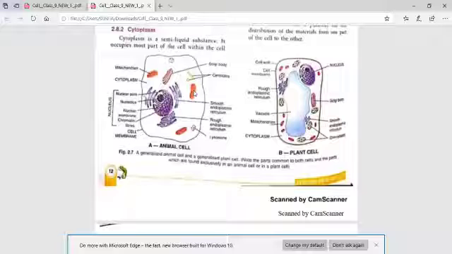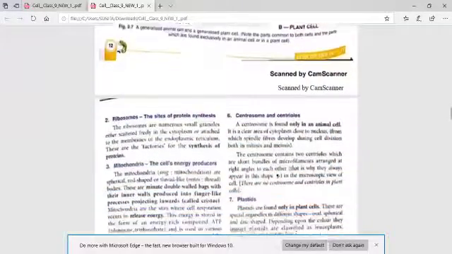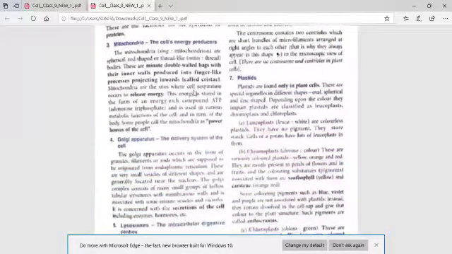racket-like projections, which is called the F0 F1 particle, which is having an enzyme ATPase, and that ATPase helps in the synthesis of ATP. So ATP is synthesized in mitochondria. That is why we call it the powerhouse of the cell, because when you go in detail in the respiration, you will come to know the respiration is completed in mitochondria. That means where the oxidation of food molecules occurs to release ATP. So that occurs in the mitochondria.